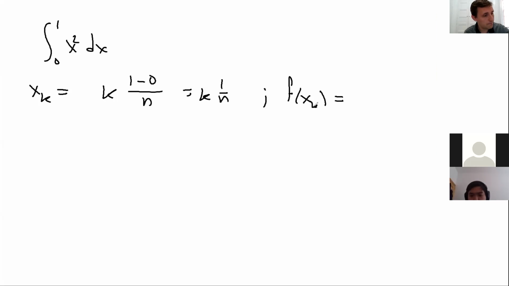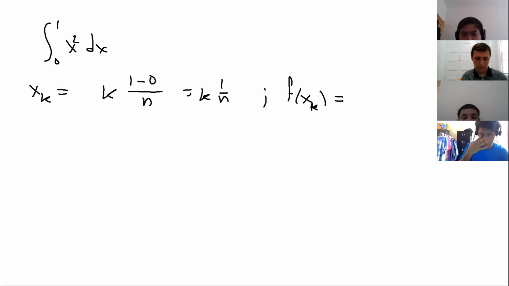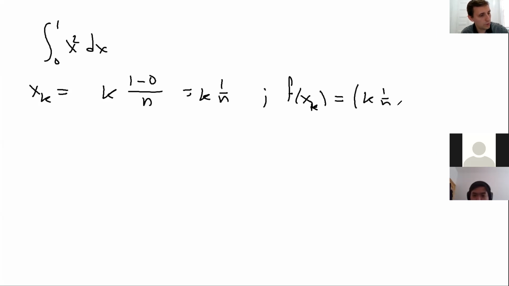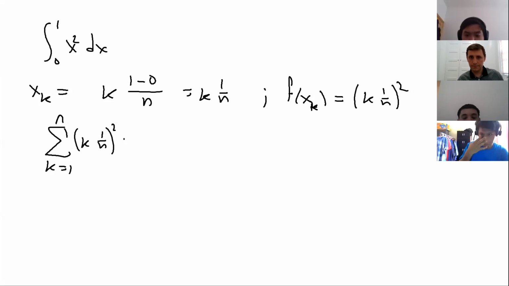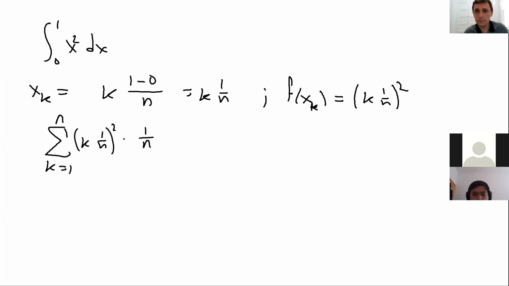What is f of x sub k? It is this thing squared. It is k times 1 over n squared. So I need to calculate summation k from 1 to n, k times 1 over n squared times what? Times what? One over n. Thank you, Humira. And what is that? If you square it, guys, this is the same as 1 over n cubed. Do you see it's 1 over n squared times 1 over n?